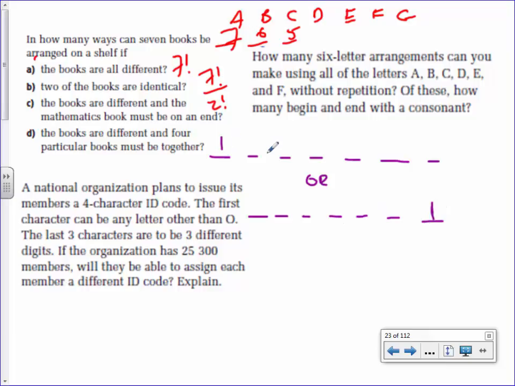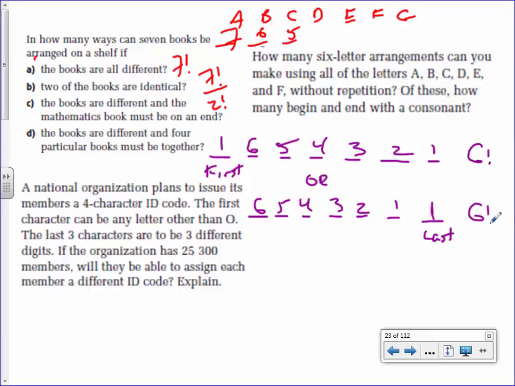Well, let's say the math book goes right here. How many choices do you have for the rest of the books then? Well, then you have 6 choices here, and 5, and 4, and 3, and 2, and 1. Or if the math book is on the other end, what you really have is 6, 5, 4, 3, 2, 1, and then the math book. So here the math book is first, or here the math book is last. Really, this row of numbers right here is 6 factorial. This row of numbers right here is 6 factorial.